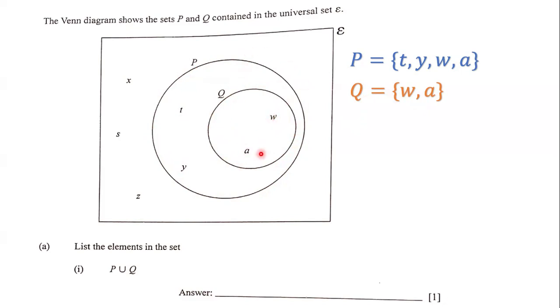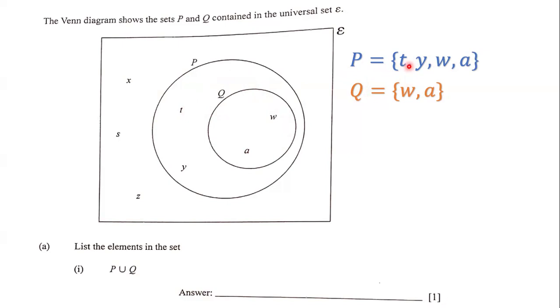Now, this particular situation that we have is a subset. So Q is a subset of P because all of the elements in Q are also inside of P as well. And so that's what we mean by a subset. All of the elements inside Q are also inside of set P, okay?